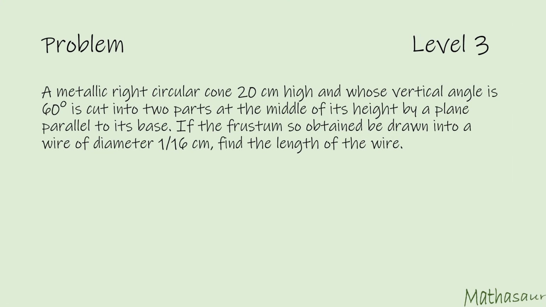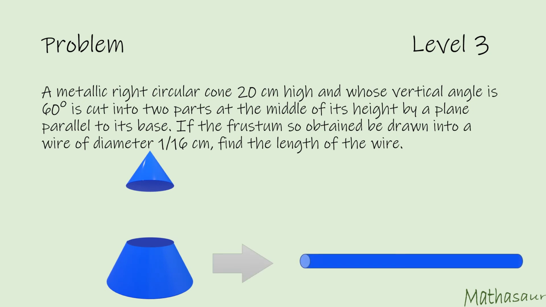Let us look at another problem. A metallic right circular cone 20 centimeters high and whose vertical angle is 60 degrees is cut into two parts at the middle of its height by a plane parallel to its base. If the frustum so obtained be drawn into a wire of diameter 1 by 16 centimeters, find the length of the wire. We are given a cone and we are cutting it with a plane. So we get a smaller cone and a frustum of the cone. Now this frustum, please note, only the frustum is drawn into a wire.